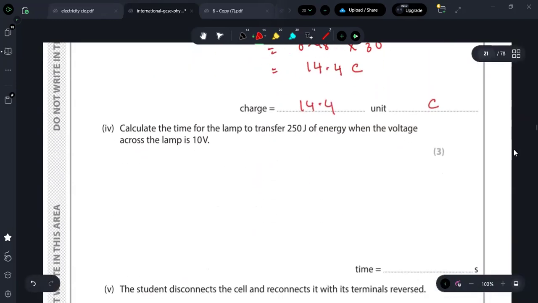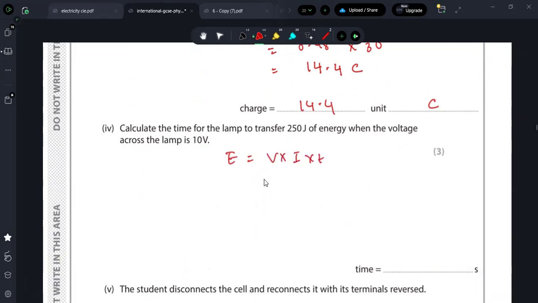Calculate the time for the lamp to transfer 250 joule of energy when the voltage is 10 volt. So energy, voltage, current, time related active formula: E equals voltage into current into time. So this is 250, voltage is 10, and current is 0.48 multiplied by time. So if I rearrange, this should give me 52.08 seconds.